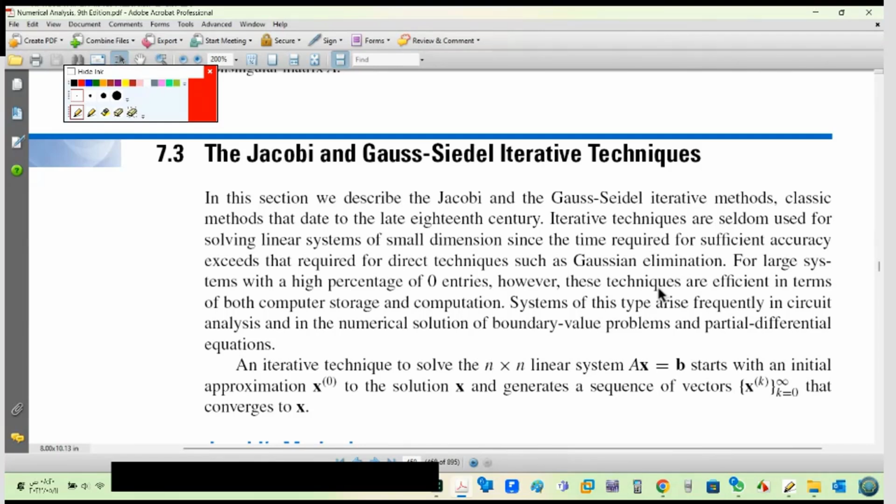So Jacobi and Gauss-Seidel are techniques that we use for solving linear algebra systems, and we can use them to save time, as you see here. Systems of this type arise frequently in circuit analysis, and in the numerical solution of boundary value problems and partial differential equations.